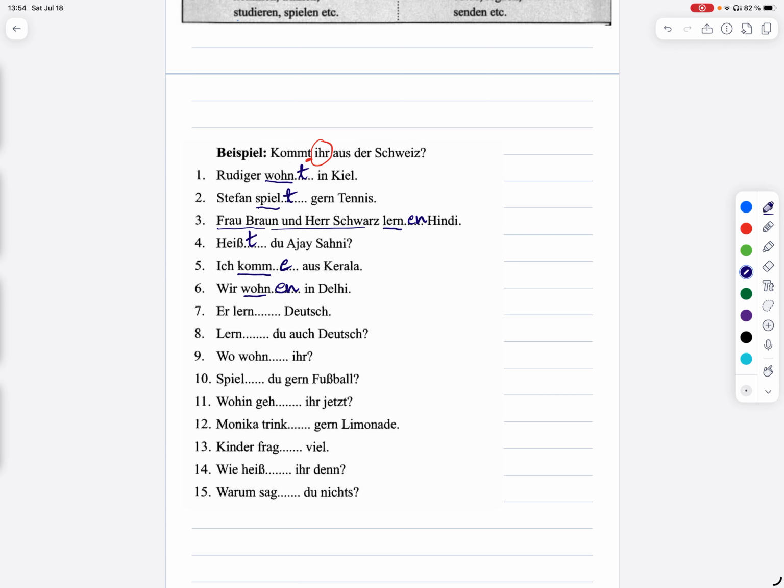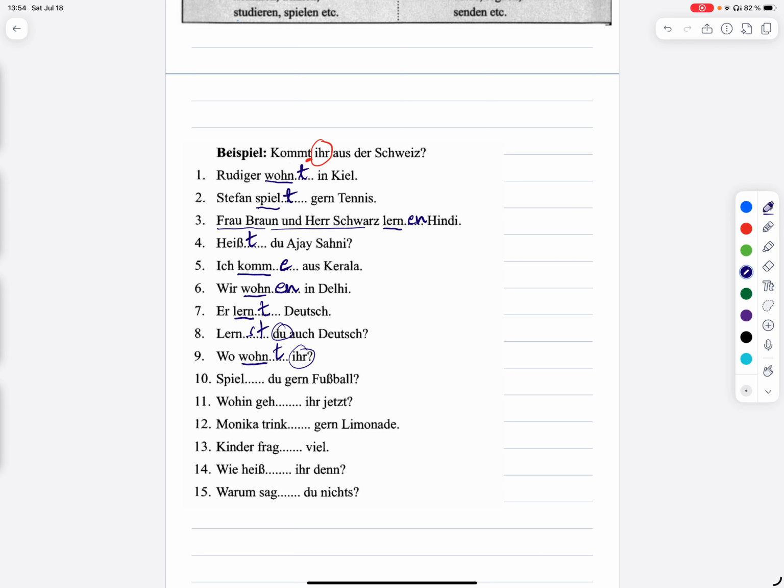Er. So for er we have lernen. Lern is the stem form. Lernen is the verb. So er lernt Deutsch. Then we have lernen, du auch Deutsch. So we have du. For du we have st ending. Lernst du Deutsch? Er wohnt. Ihr. So where we have t ending. Wo wohnt ihr? So wohnen. Stem form wohn and t.